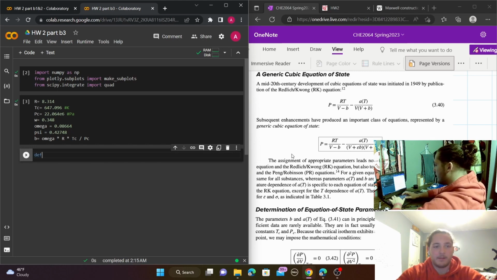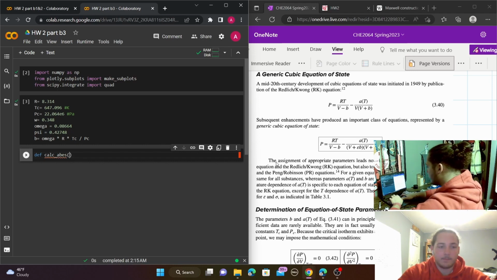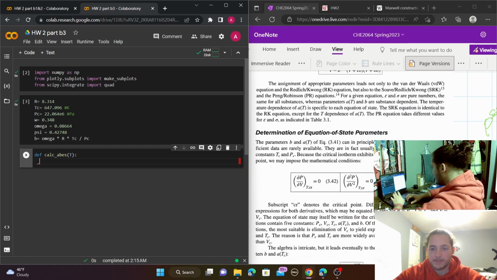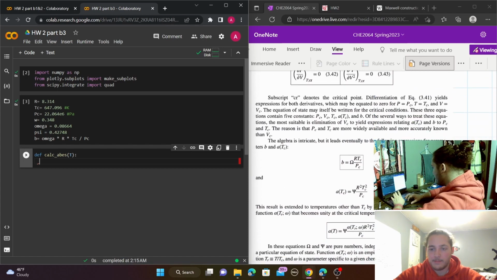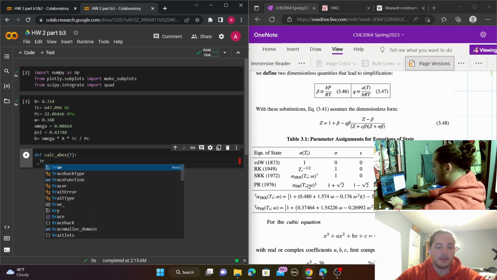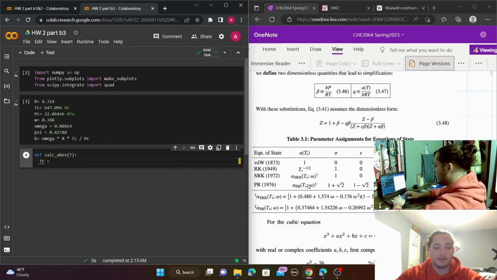So we can define a function and we can name it calculate A, B, E, and S of our temperature. And then we are going to need to be using our reduced temperature for the SRK value. So we can set TR, which is the reduced temperature, equal to temperature over the critical temperature.